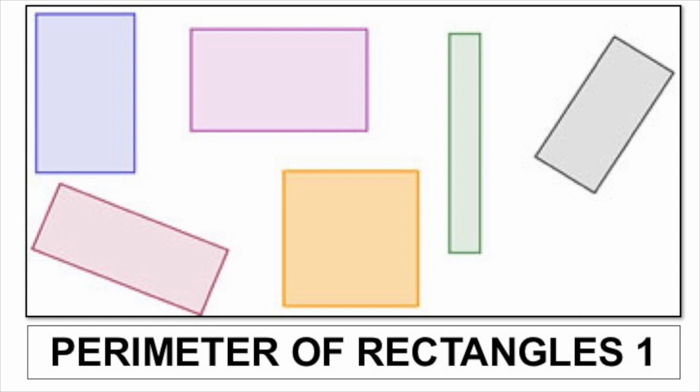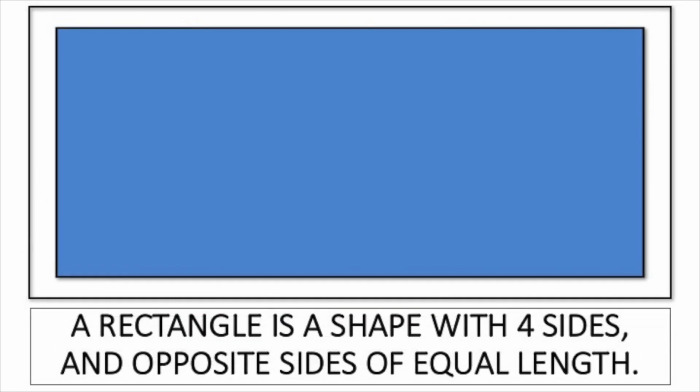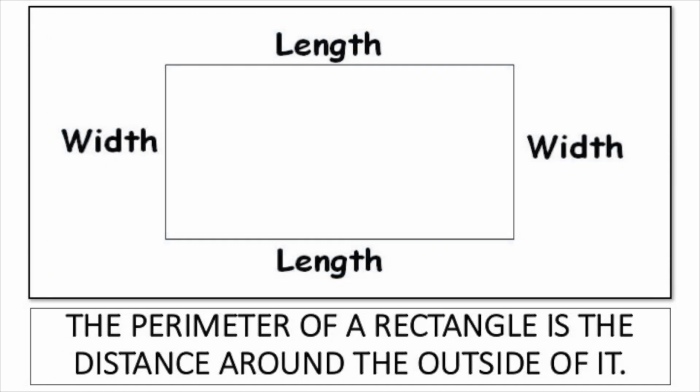6. How many sides does each rectangle have? 4. Are all sides the same length? Only opposite sides the same length, you see? So this is what differentiates squares and rectangles. A rectangle is a shape with 4 sides and opposite sides of equal length. The perimeter of a rectangle is the distance around the outside of it.